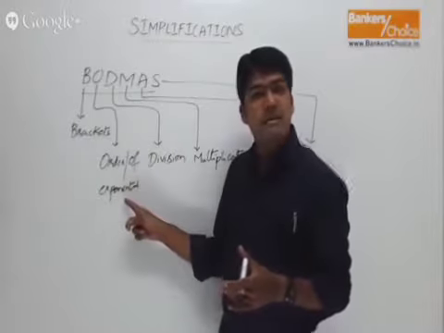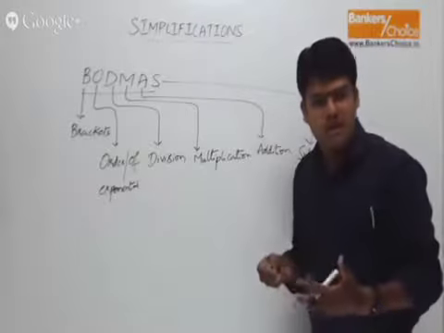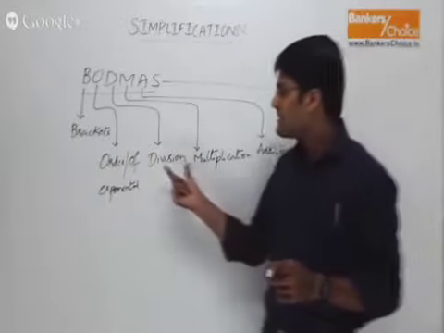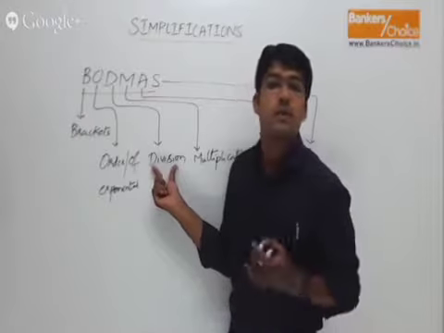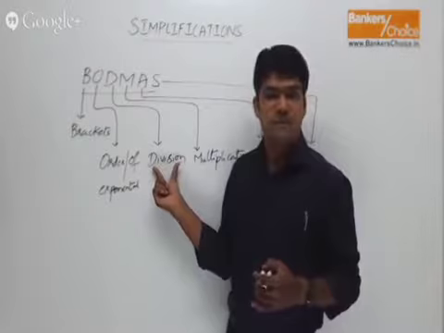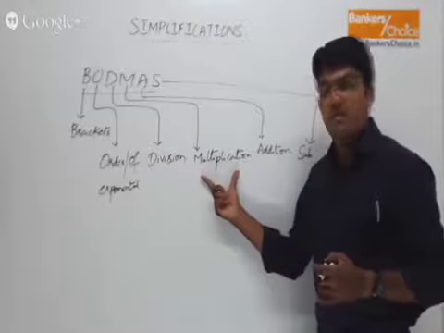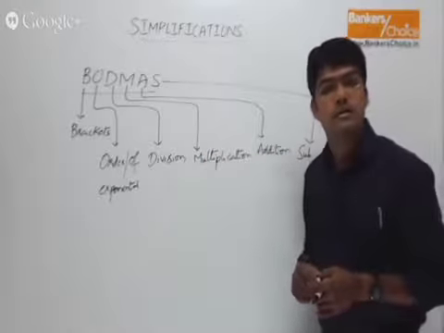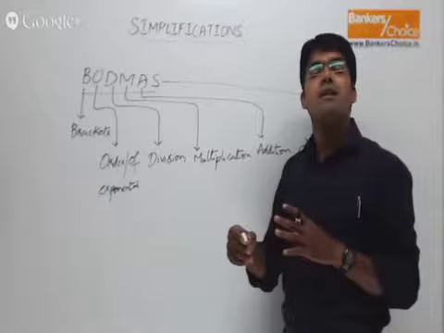Then once that is done, we move on to the basic arithmetic operations, divisions, multiplications, additions and subtractions. And in this, the first priority, the highest priority is given to division. Always remember, you need to simplify division first. Then we go for multiplication, followed by additions and subtractions. So this is the order that you need to stick to while solving questions from simplifications, right?